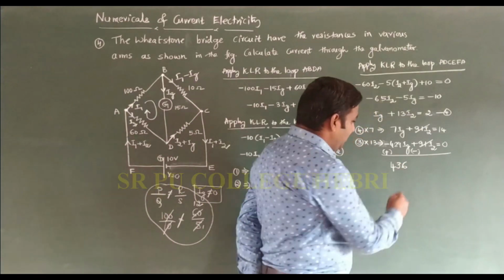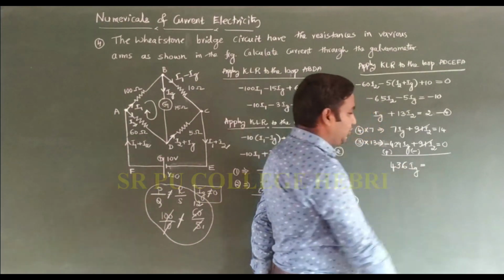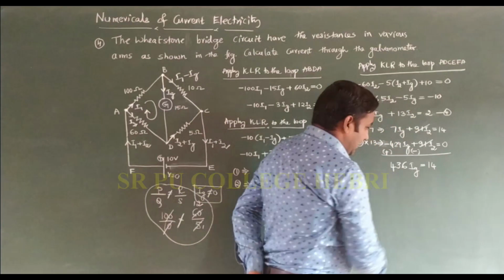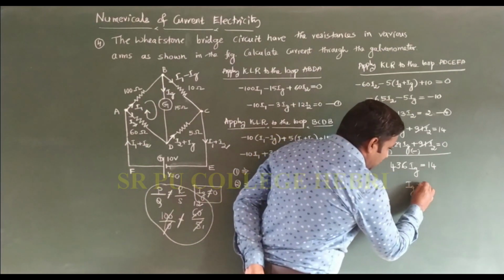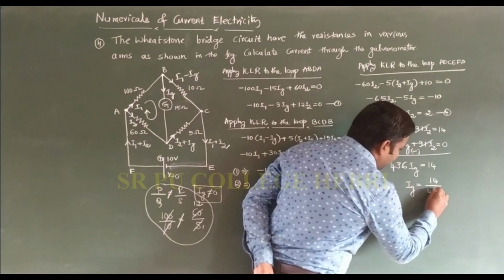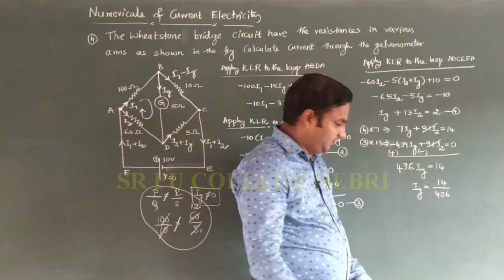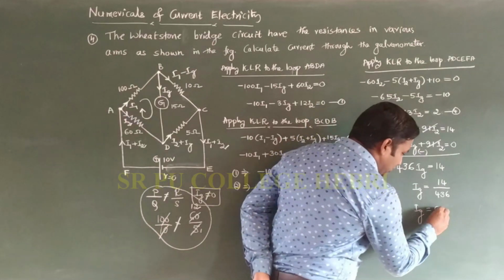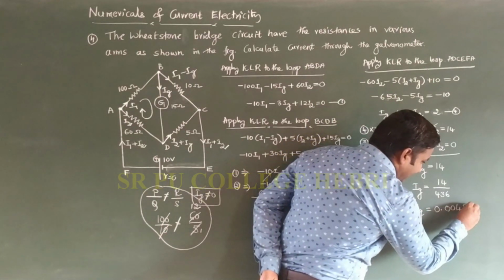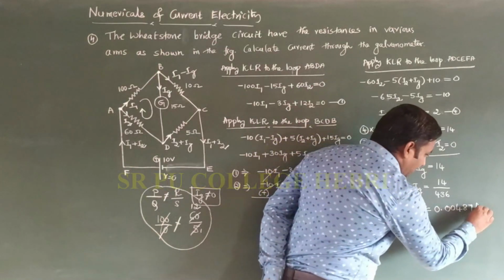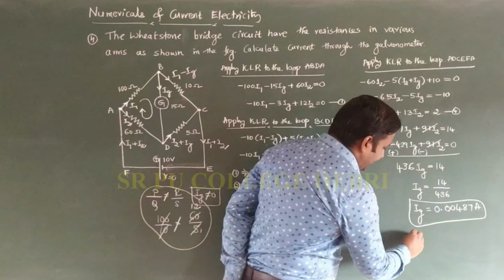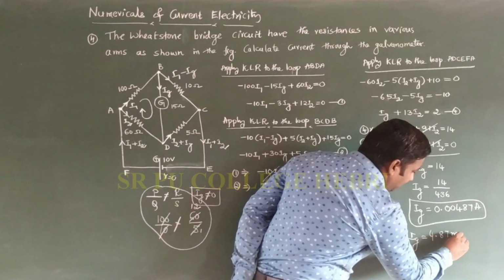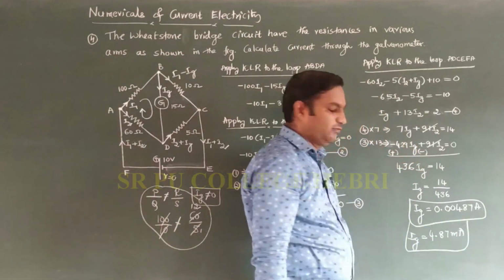Again 4 as it is. 436 Ig is equal to, these two get cancelled here, remaining is 14 minus 0 is 14 itself. Simplify further, Ig is equal to 14 divided by 436. On simplifying further, we got the current flowing through the galvanometer is equal to 14 divided by 436 is 0.00487, and unit for current is ampere. Again we can write this as current flowing through the galvanometer is equal to 4.87 milliampere.